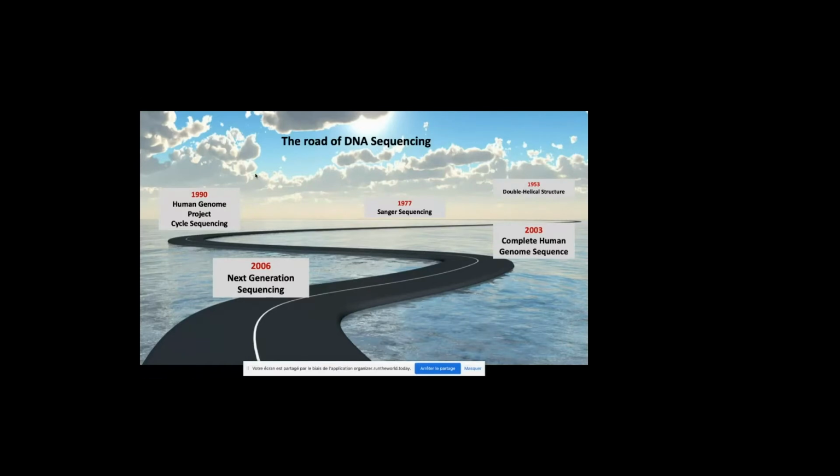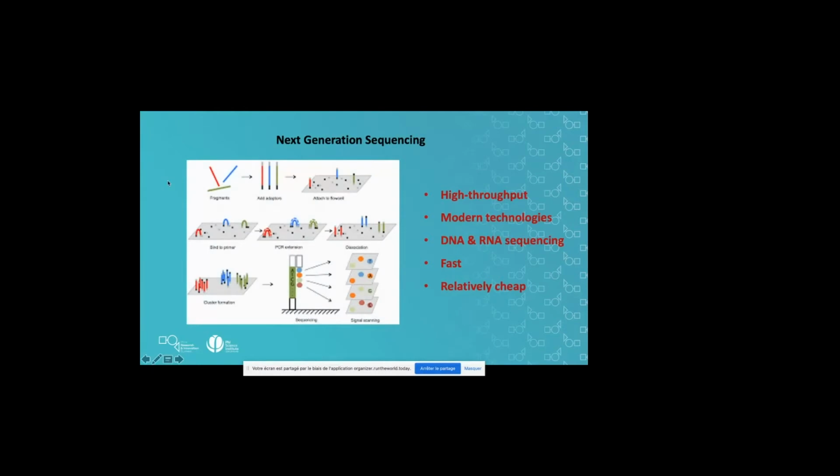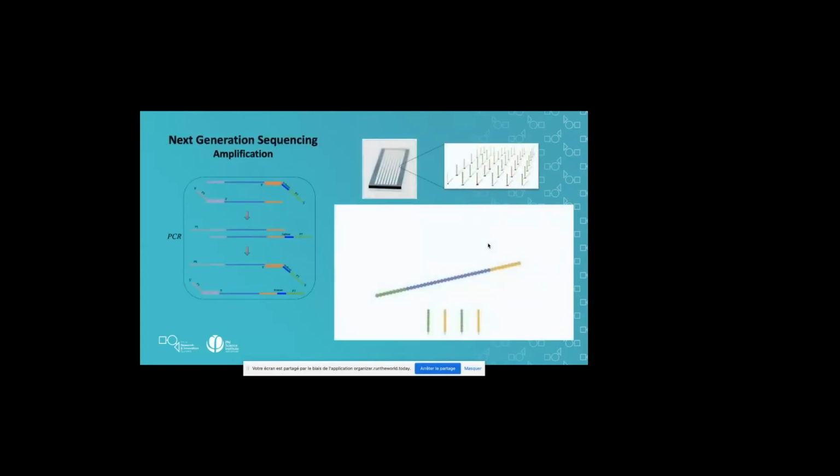So let's have first a little brief overview about this technique. NGS, which is called also high throughput sequencing, uses a number of modern technologies, and it allows sequencing of both DNA and RNA rapidly and relatively cheaply compared to Sanger sequencing. And this technique has really revolutionized our understanding of genetics and molecular biology, and also our comprehension of genetic diseases mechanisms. So from a technical point of view, NGS is performed through 3 steps.